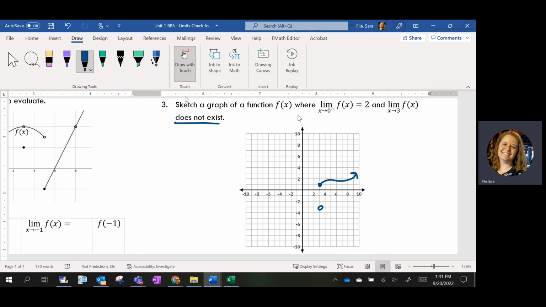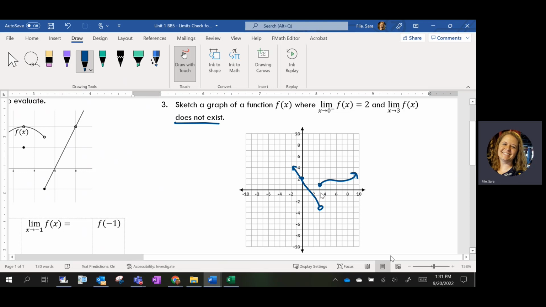That can vary. But for the limit as we approach 0 from the left, it has to be up at 2. So that means that we want to either have a hole at 2 or a point at 2. So I'm just going to put a point there. So this could be a graph that meets those requirements. There's a lot of possibilities there. But just know for the limit to not exist, you had to do either an asymptote or a jump here where X was 3.